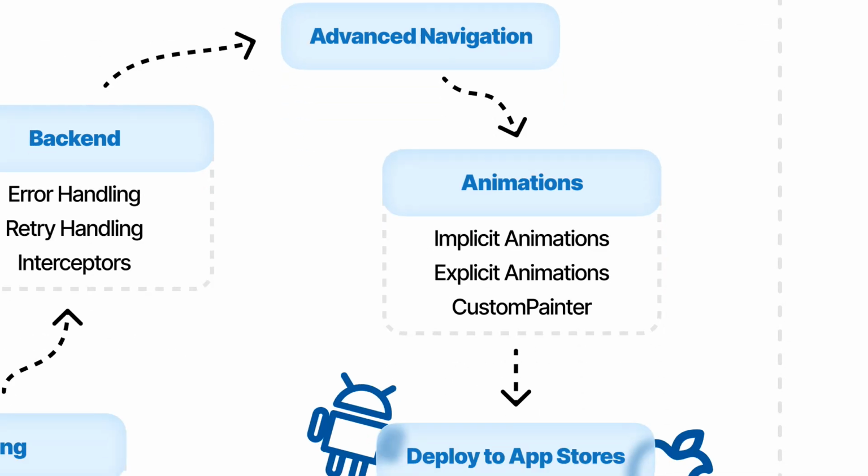Now we get to the final pieces of making a production-ready Flutter app. To really add the final sparkle, you can add animations to make your apps feel premium. You can get quite far using implicit animations, which are the simplest to use. As you need more complex animations, you can use explicit animations. And if you really need a fully custom animation, you can create your own using Custom Painter.